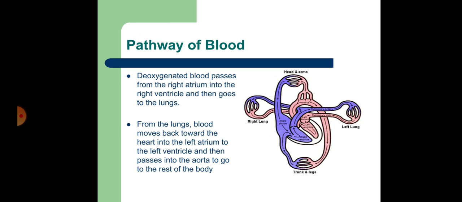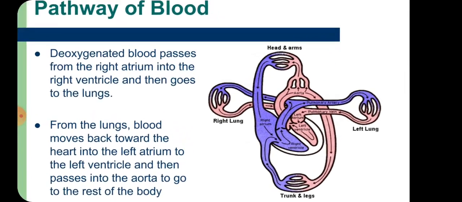The pathway of the blood. Deoxygenated blood passes from the right atrium to the right ventricle and then goes to the lungs. From the lungs, blood moves back towards the heart into the left atrium to the left ventricle and then passes into the aorta to go to the rest of the body.